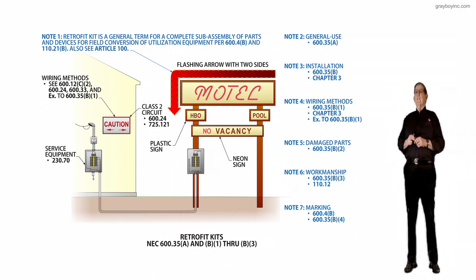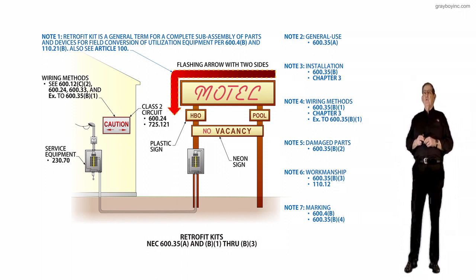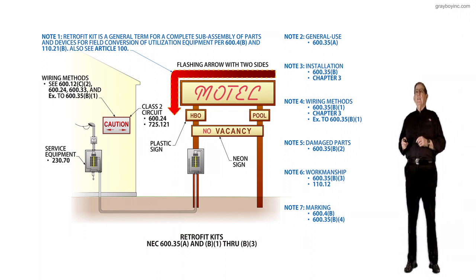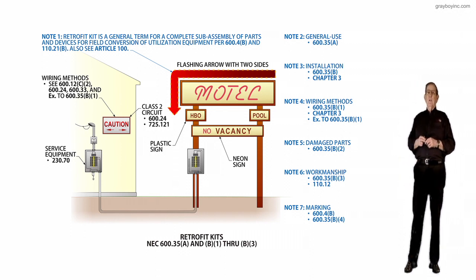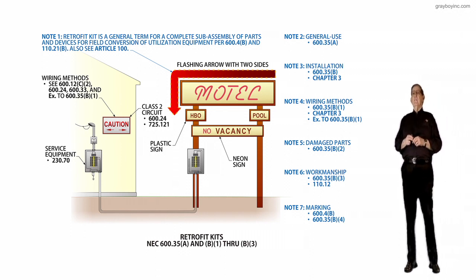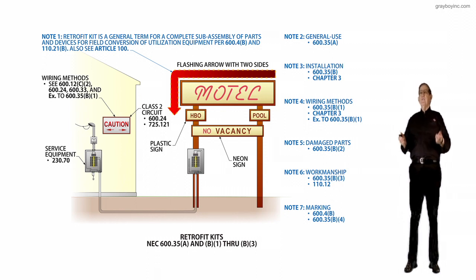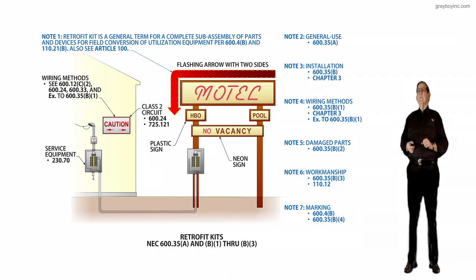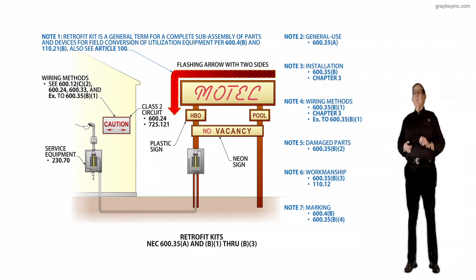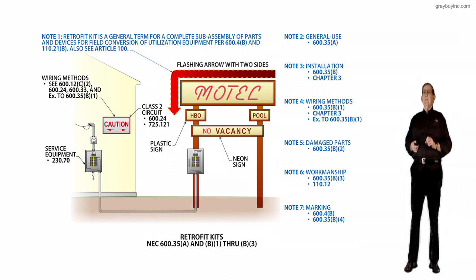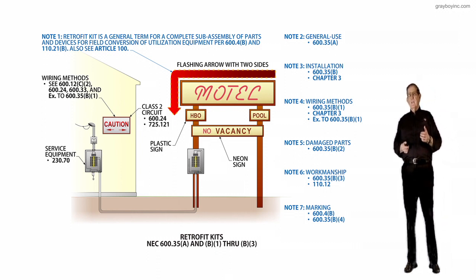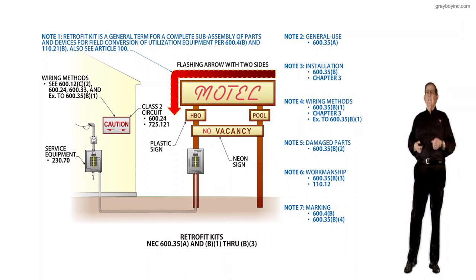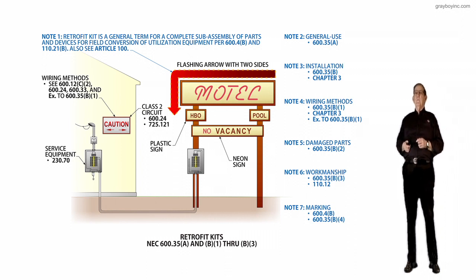Now, Note 2 deals with general use requirements. It's at the right-hand side top of the illustration. And, of course, we see 600.35(A) for such rules. Note 3 is installation requirements. And notice that such rules can be found in 600.35(B) requirements. And then notice Chapter 3 lists our wiring methods that would be permitted to be used as outlined in 600.35(B).